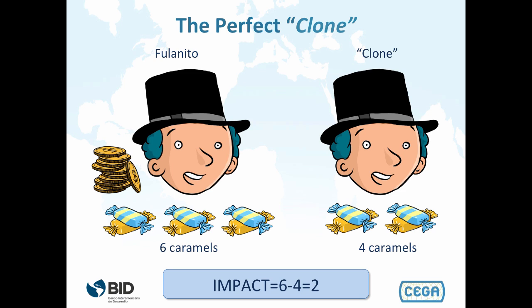The reason this works is Fulanito obviously is the same as his clone. There are no differences between Mr. Fulanito and his clone, and there are no differences in environmental factors because it's happening at the same point in time. So the only difference between Fulanito having the program and Fulanito not having the program is the program, in this case the cash. So there's no other reason by which those two extra candies would have been consumed except for the cash. We've ruled out all other explanations for the difference except for the program or the intervention.